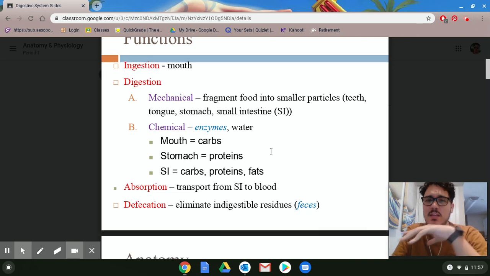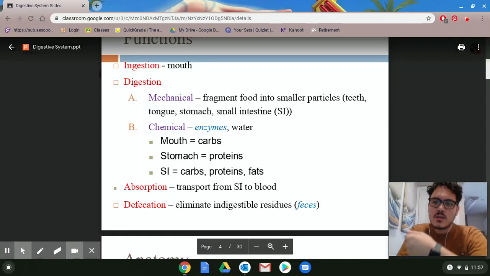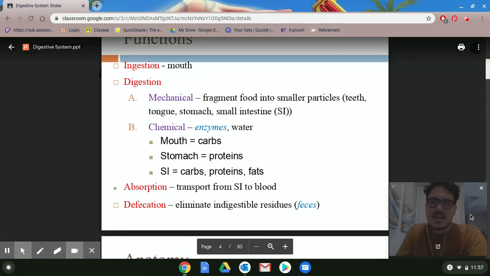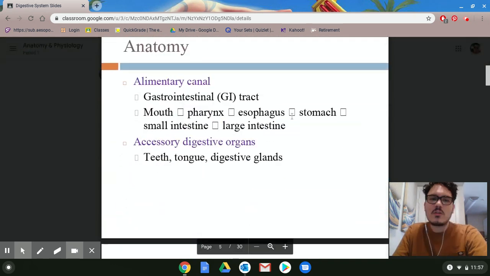One thing that I did mention as a bit of a preview was that your body does have methods to break this stuff down using bacteria. So we'll get into that as we continue progressing. Okay, so let's go through a little bit of the anatomy.